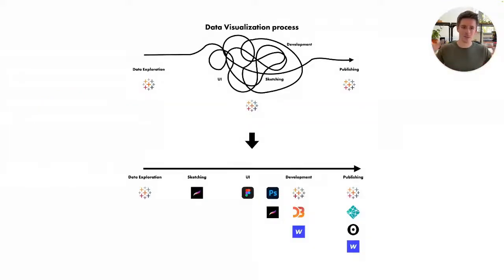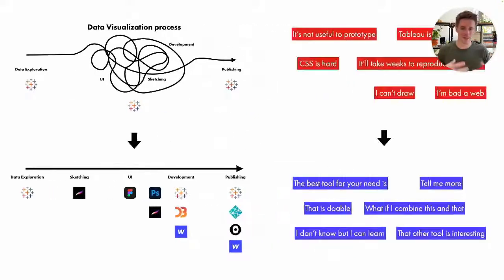I was able to go from this messy process to something much more clear, much more defined. And even in the way I communicate, I'm not saying that Tableau is the best or that CSS is hard or that I cannot draw or it will take weeks to produce that in D3. Now I'm really saying, I think the best tool for your need is this. Or tell me more about your tool. Or what if I combine this and that? What will that create? It's just much more positive, much more open to learn new things.